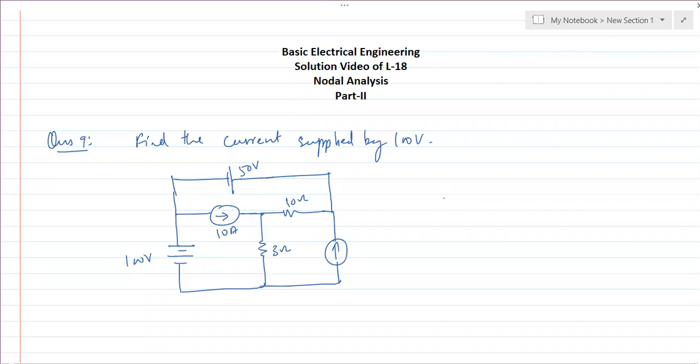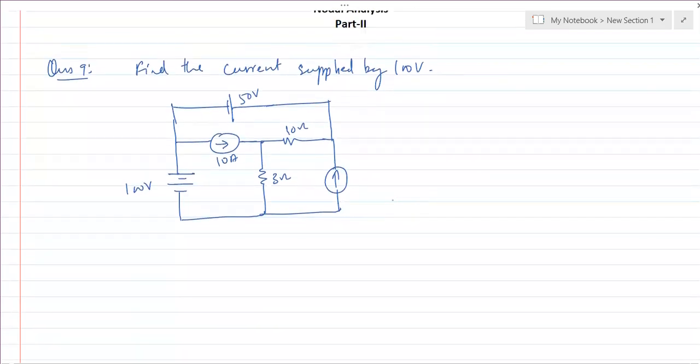This is question number 9. We have to find out the current supplied by 100 volts battery. ये जो 100 वोल्ट का बैटरी लगा है, इसके थ्रू पास होने वाला करंट, मतलब इससे कितना करंट सप्लाई हुआ वो हमें यहाँ से फाइंड आउट करना है. तो करंट सप्लाइड का सिंपल सा मतलब है कि the direction of current will be from this side. Current has to enter from the negative side to supply the current from this battery.